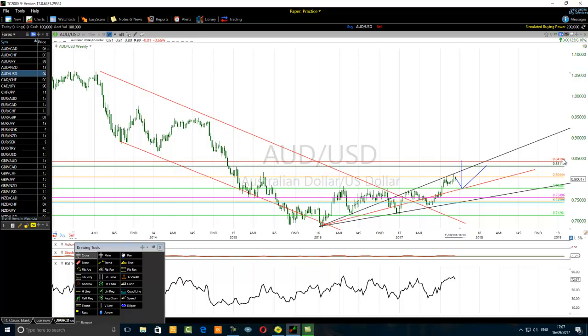It can reach it or it may not reach it. But that is the target where the price is headed to. But apart from the ultimate target, there is a midpoint target at 080444. That's where we are now.